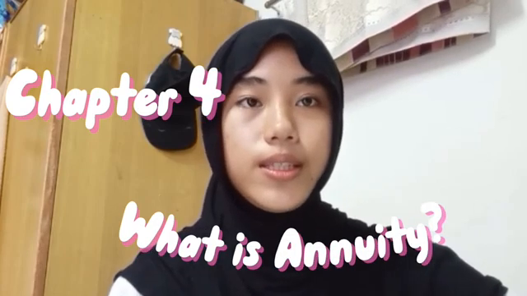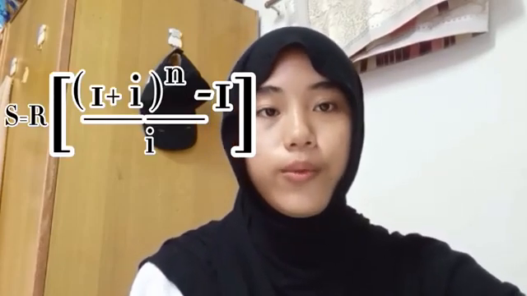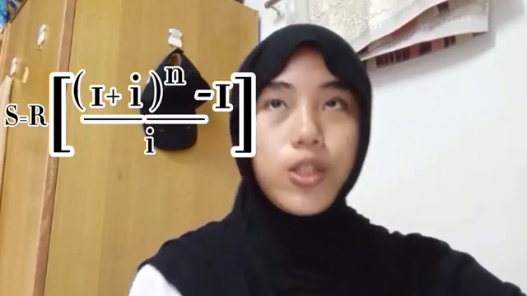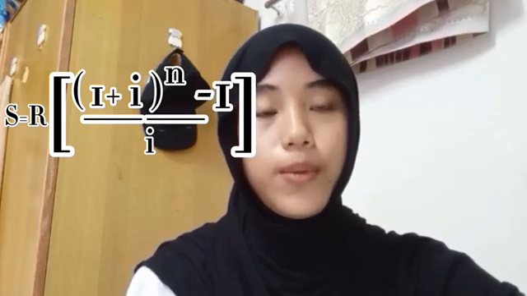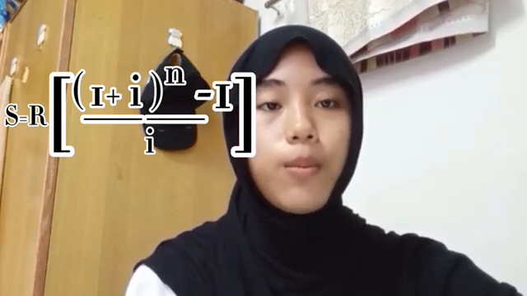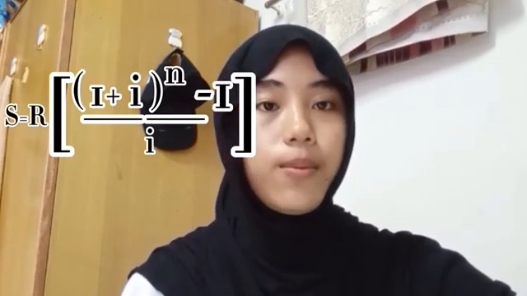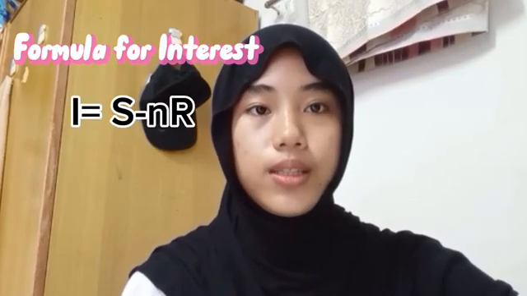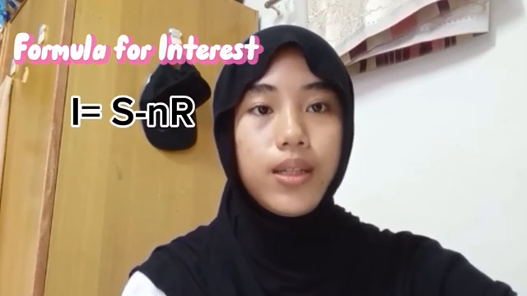Okay, now it's my turn to explain chapter 4. What is an annuity? An annuity is a financial product that makes regular payments over a period of time, like getting a paycheck from money you already saved. This is the formula for the accumulated amount: S equals R[(1 + i)^n - 1] divided by i. And the interest equals S minus nR.